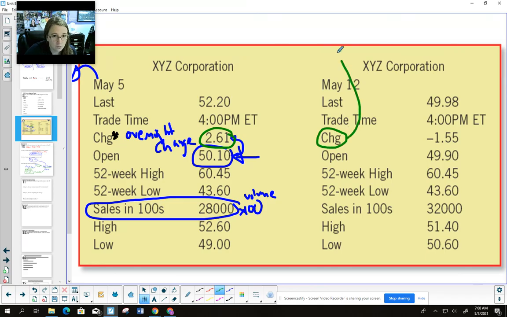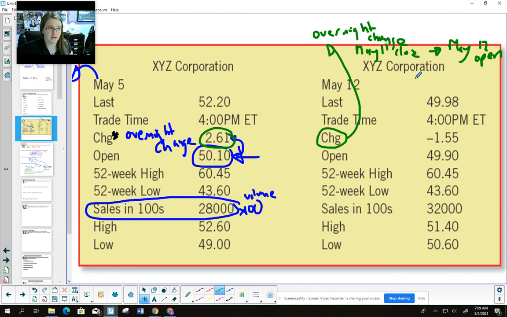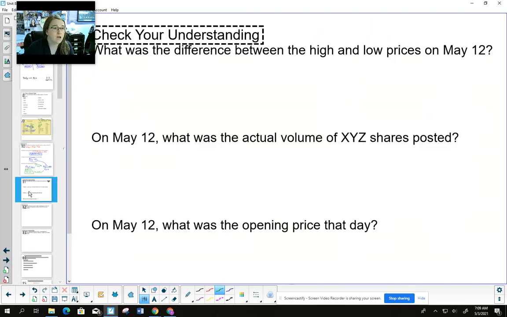This change refers to the overnight change, meaning from the May 11th close to this day's open. So I want to clarify that. If you're a little bit confused, again, that was my bad. We'll talk about that last question when we come back together. Okay, so here's all the questions again.